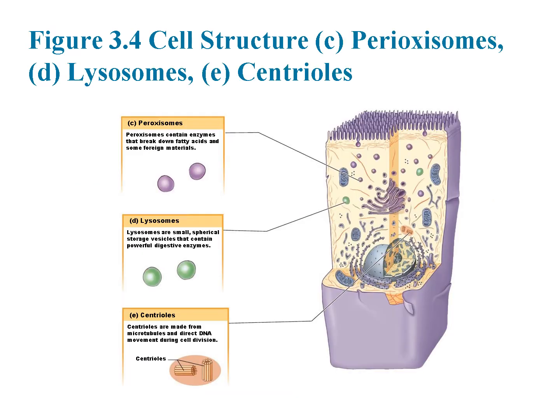All right, let's dive into three important organelles shown here: peroxisomes, lysosomes, and centrioles, each with unique functions in the cell. First, let's talk about peroxisomes. These small, membrane-bound structures contain enzymes that break down fatty acids and neutralize foreign materials like toxins. Think of them as the cell's detox centers, working to maintain cellular health by neutralizing harmful substances.